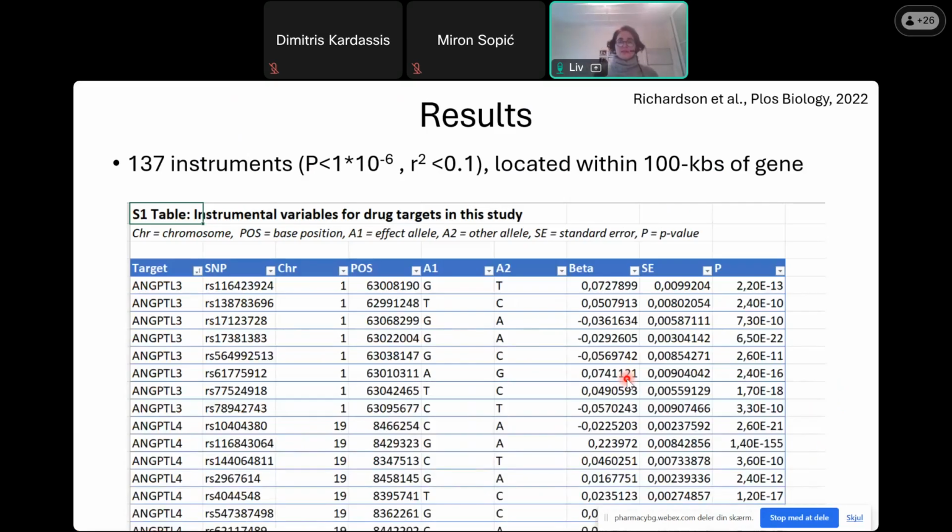And now for the results. They found 137 instruments that could be included with the criteria they had set for inclusion. And you can see here some of them listed. Here's ANGPTL3 and ANGPTL4. Here are the RSIDs, the chromosome number, the position on the chromosome, the effect allele, the other allele, the beta coefficient, the standard error, and the p-value.